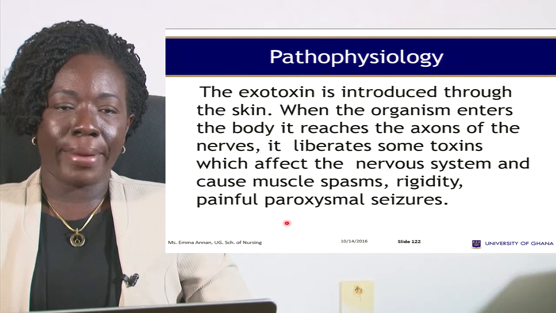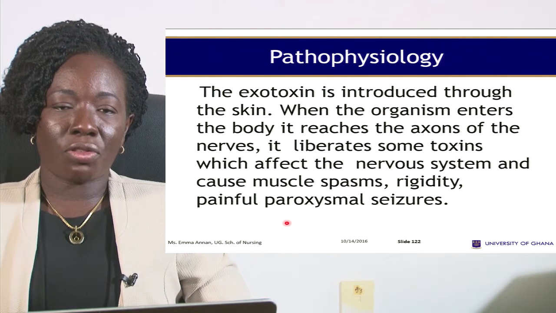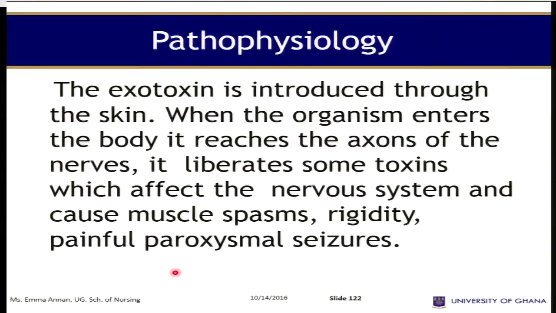So what usually happens is that the organism is introduced through the skin. When the organism enters the body, it reaches the axons of the nerves, and it liberates toxins which affect the nervous system and cause muscle spasm, rigidity, and painful paroxysmal seizures.